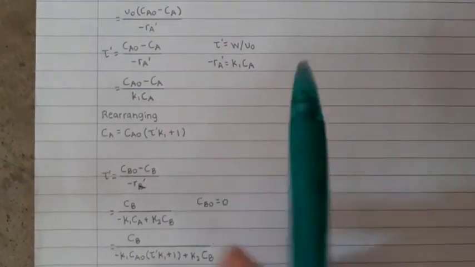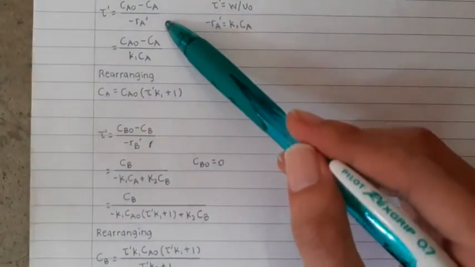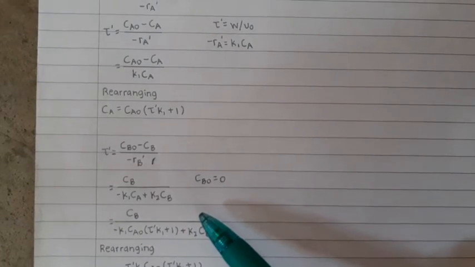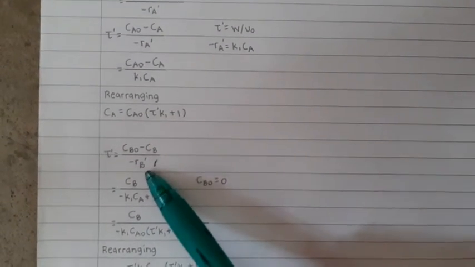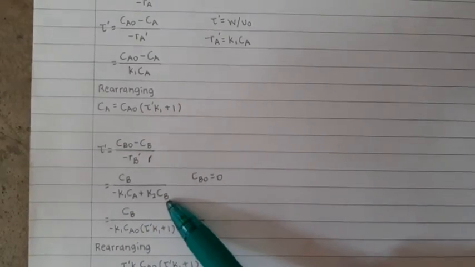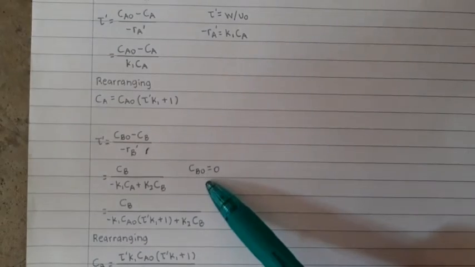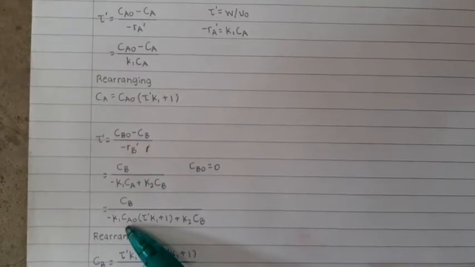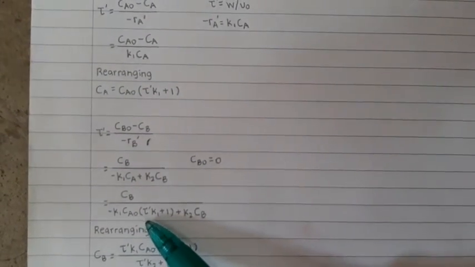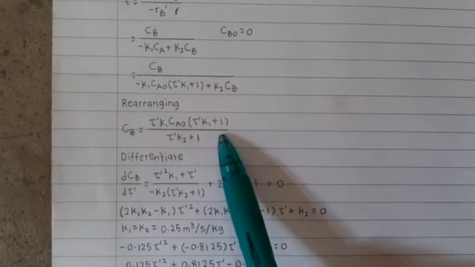For component B, same thing, Cb0 minus Cb over Rb, which we derived from here. We substitute Rb in the form of K1Ca minus K2Cb from the reactions, and Cb0 is 0 in this case. We substitute Ca equals Ca0 over tau K1 plus 1 into the formula, and rearranging we get a formula for Cb as well.